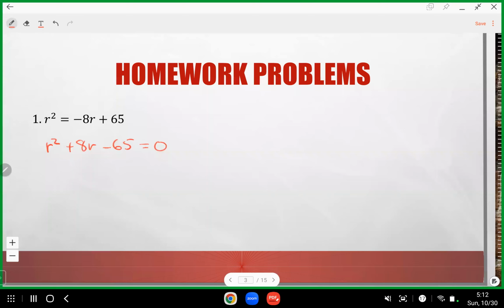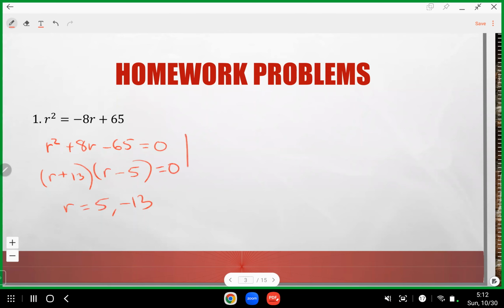I think you can factor this, right? Can we factor this? Pretty sure we can. It's 13 and 5, right? So it should be r plus 13 and r minus 5, and that is equal to 0. And then r is going to be equal to 5 and -13, right?